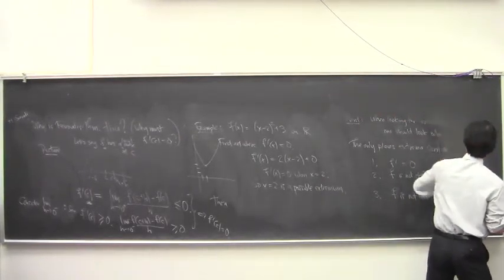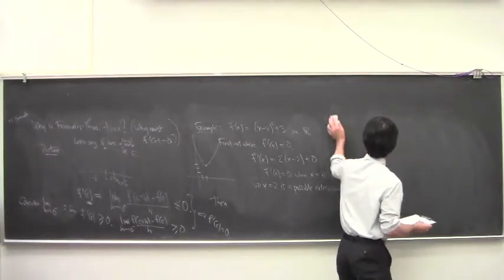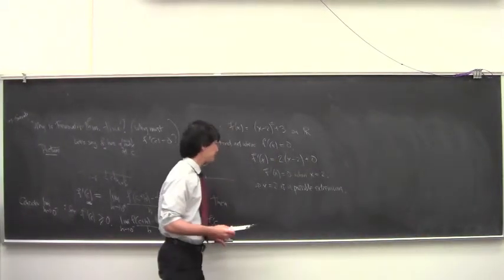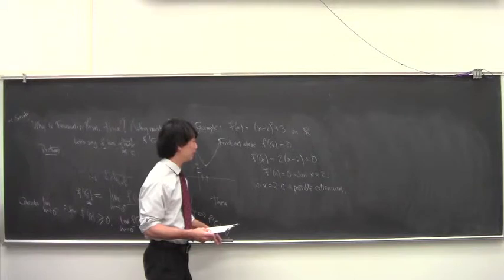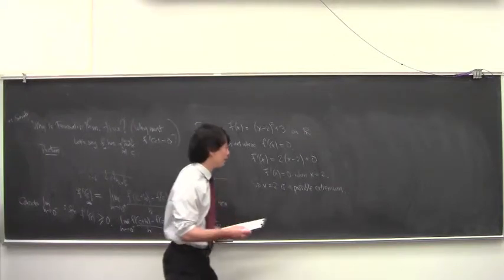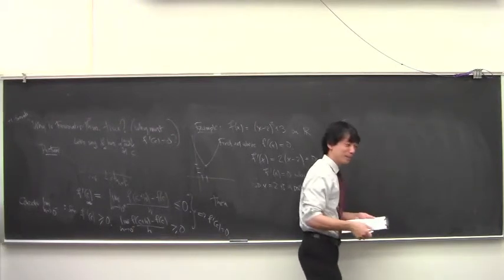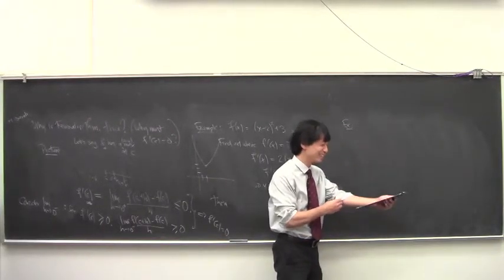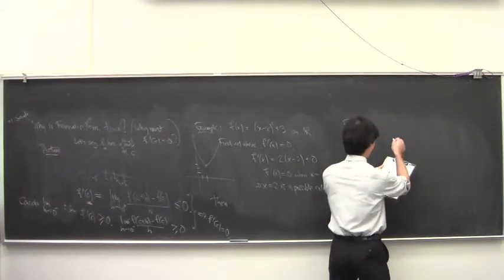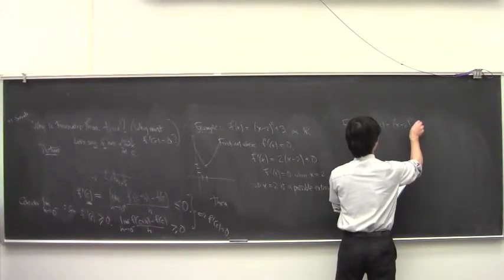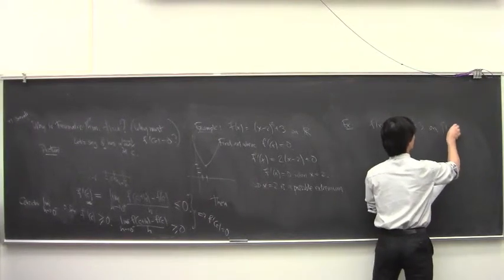Okay, let's do another problem. Let's do the second one. So example 2. Maybe this will pacify to some degree. f of x equals (x minus 2) squared plus 3 on [1, 4].